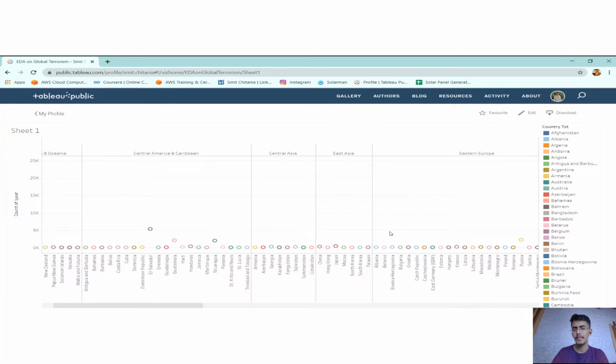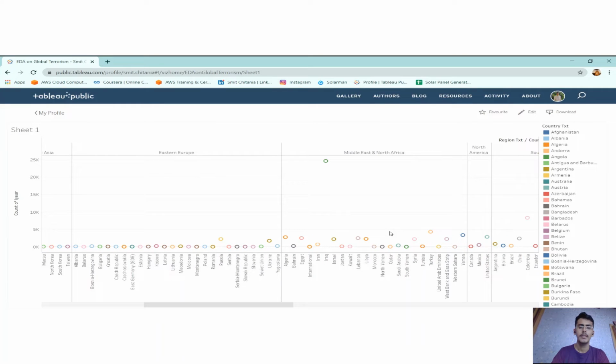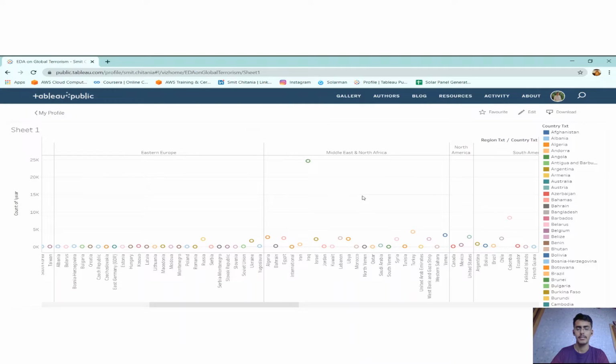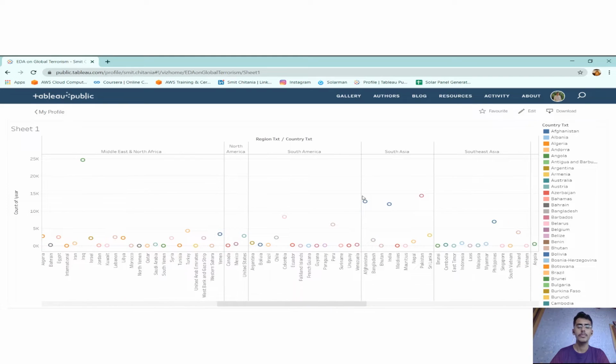In East Asia and Europe, the highest number of attacks was in the Middle East, approximately 24,000, in Iraq. So in the Middle East we can see lots and lots of terrorist attacks. This is a hotspot we can consider. This data visualization helps security analysts and defense officers understand the places where terrorists have most often carried out attacks.